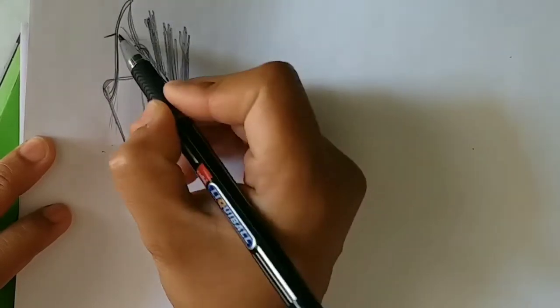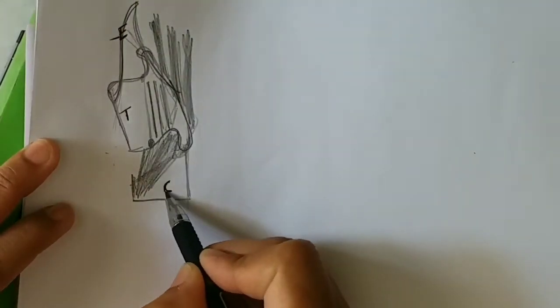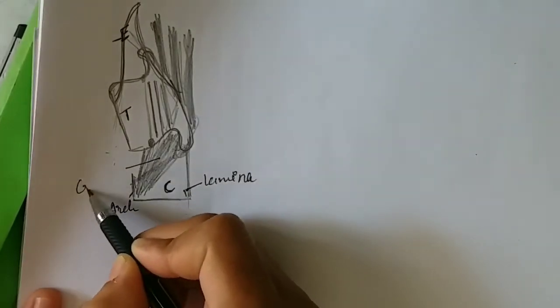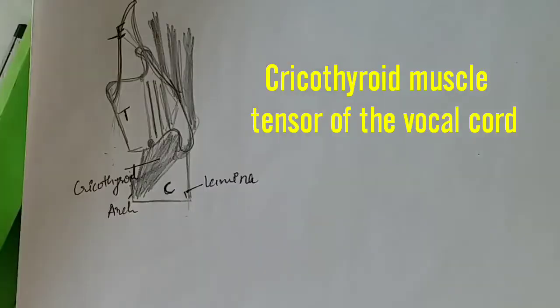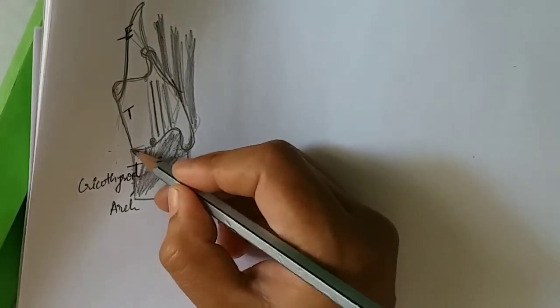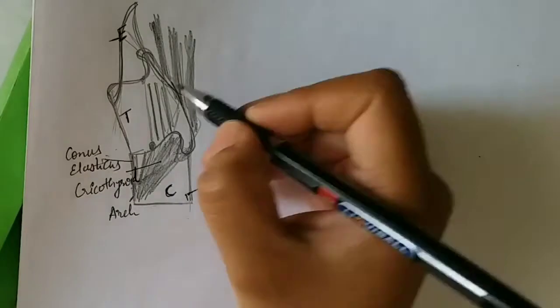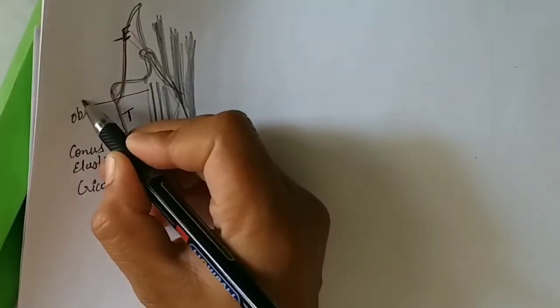So here, the cartilages attached posteriorly to the angle of the thyroid are the epiglottis, thyroid cartilage, and cricoid cartilage with its posterior broad lamina. There is the cricothyroid muscle, and the membrane anteriorly from the cricoid cartilage to the thyroid cartilage. It is the conus elasticus.